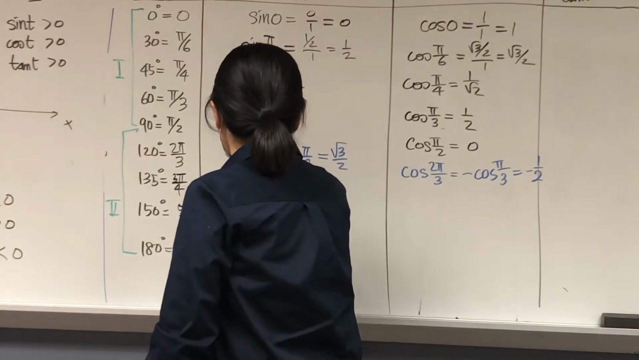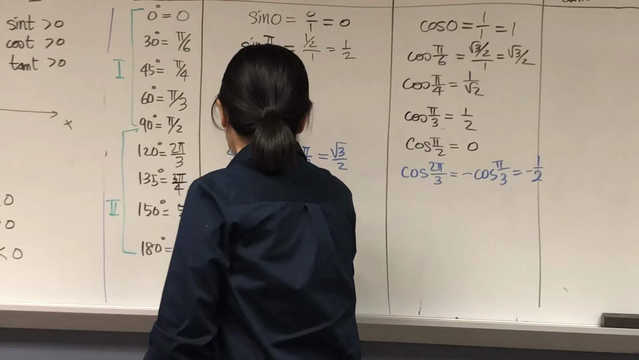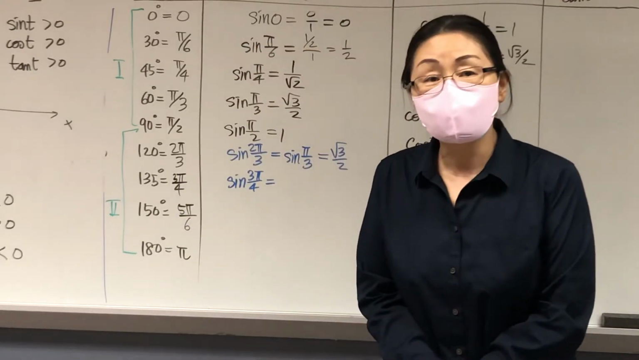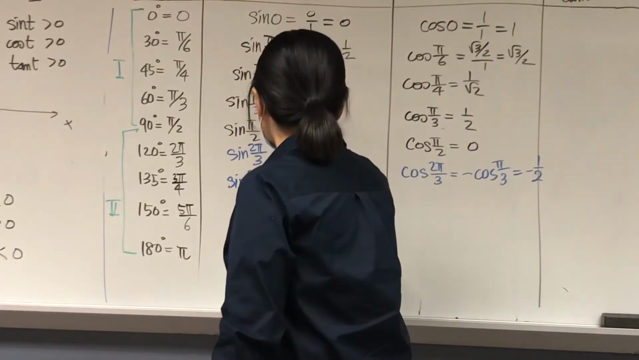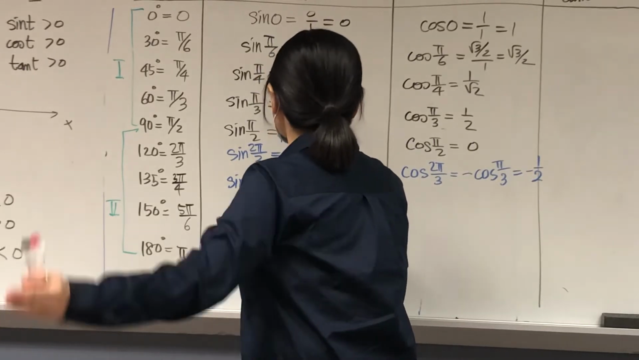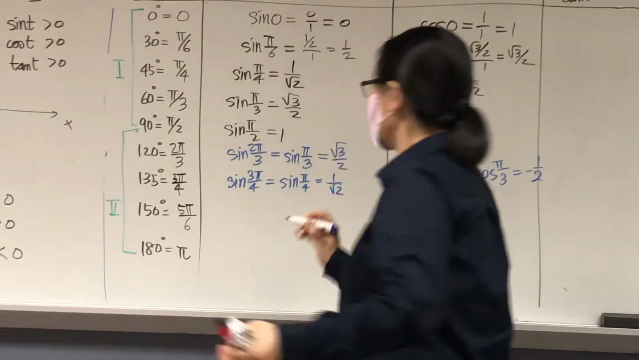Sine 3 pi over 4. Again, you need a reference number, right? What is the reference number? Pi over 4. Professor, I have a question. Just a minute, let me finish. What is your question?